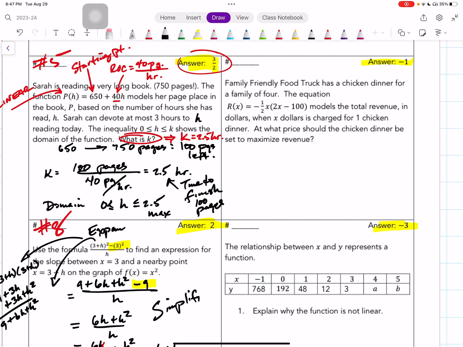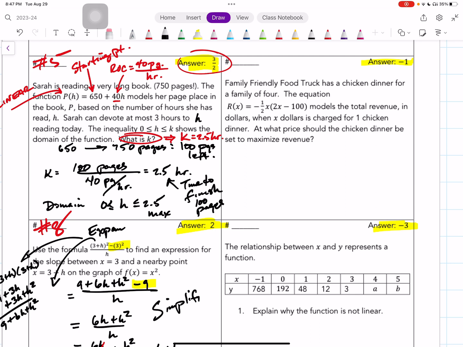So the family problem. All right, so here we go. A family friendly food truck has a chicken dinner for a family of 4. Okay, so guess what? This is a quadratic function. -1/2 x times 2x, that's a second degree function. So we have a quadratic function here.